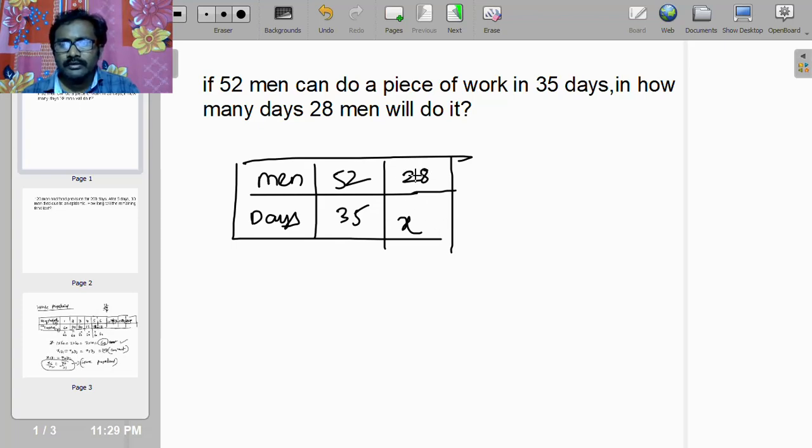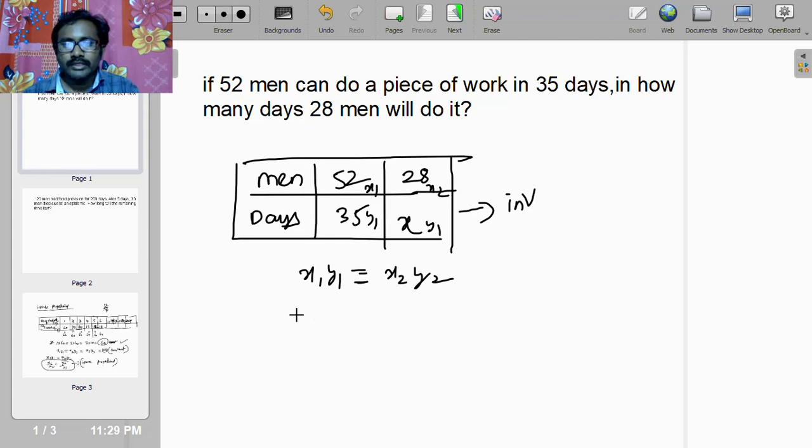If men are fewer, days will obviously be more. In this case, 52 men take 35 days. Now if it is 28 men, you will get more days. So it is in inverse variation. So we know the formula: x1 y1 equal to x2 y2.